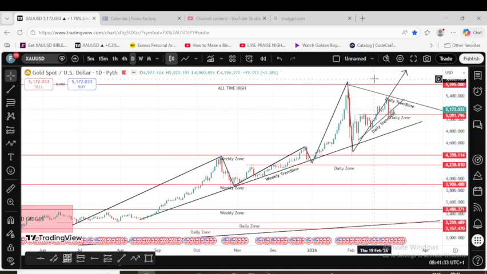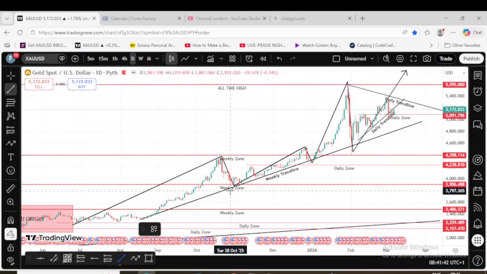So typically, the best thing for me to do will be to identify my swing highs and swing lows. So let's do that. I will use blue to identify all of them.